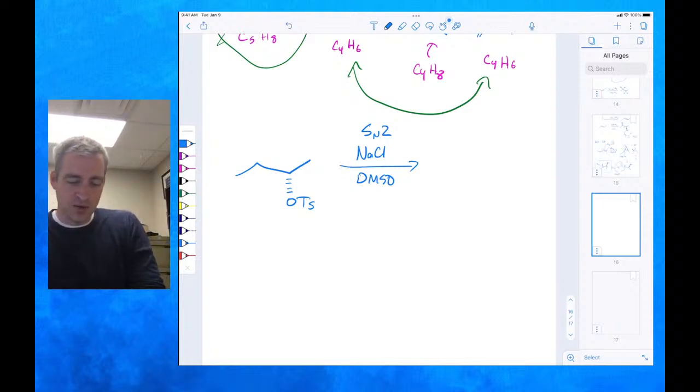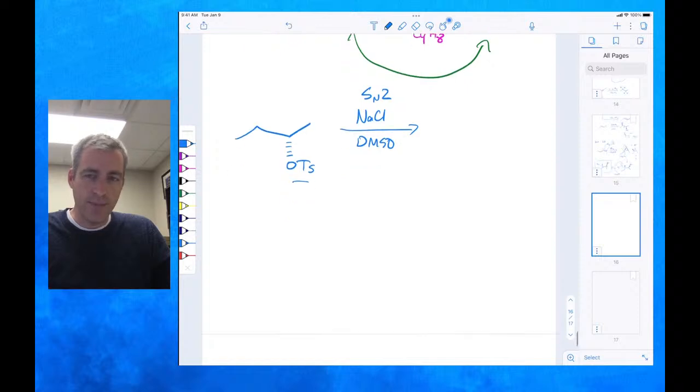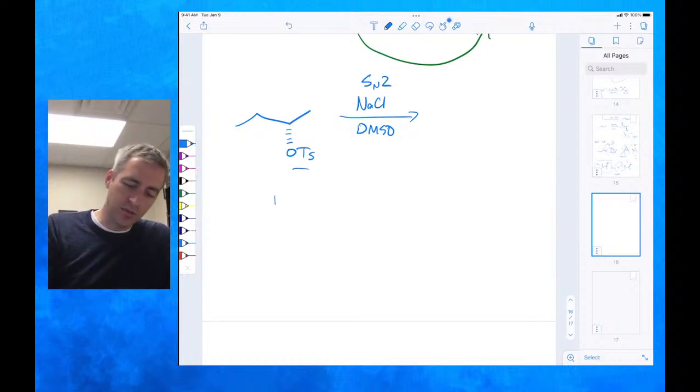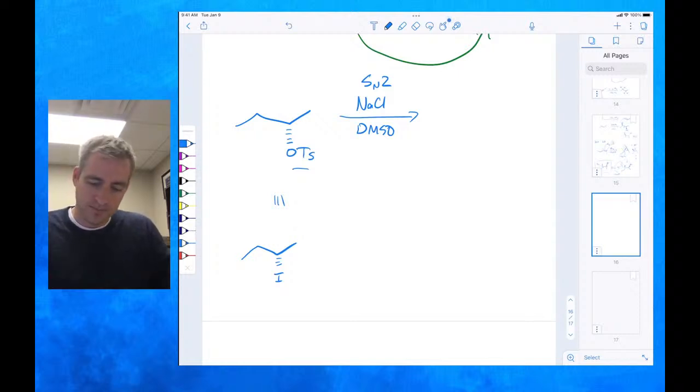The complicated part is this OTs, which is pretty new to us so far. This is a tosylate. These versions of alcohols, we call them sulfonate esters, turn the alcohols into amazing leaving groups. So if you see OTs, or OMs, or OTf, those are tosylate, mesylate, and triflate. Almost in your brain, think about that as being the same as if there was an iodide there. The reactivity of these sulfonate esters is a lot like iodide. In fact, they're actually better leaving groups than iodide.